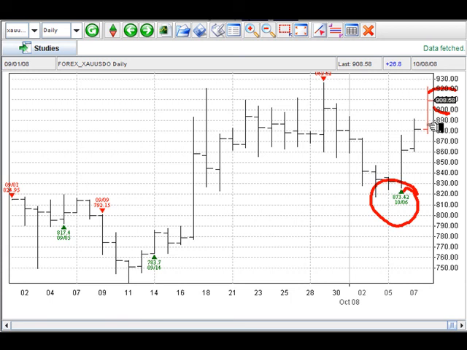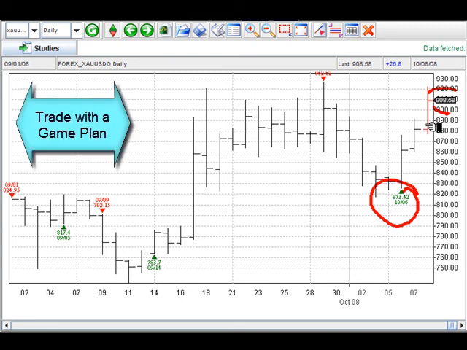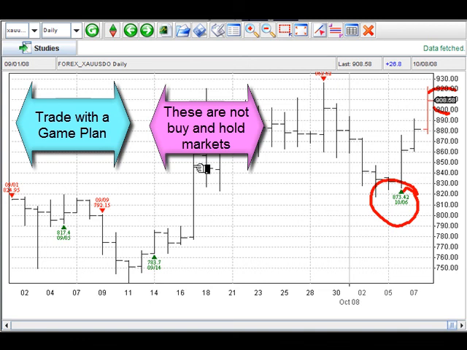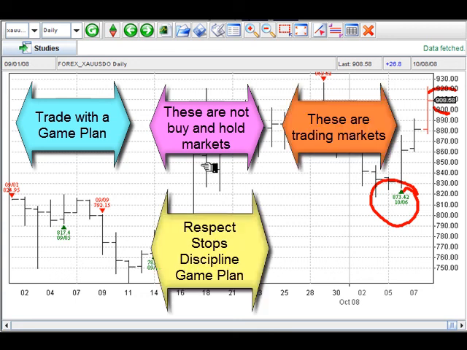Hey, this is Adam Hewison from Market Club. These are chaotic times. You must trade with a game plan if you're going to succeed. These are not buy and hold markets by any means, whether it's stocks or currencies or futures or even precious metals. These are trading markets, and you must treat them with respect, with stops, with discipline, and with a game plan.